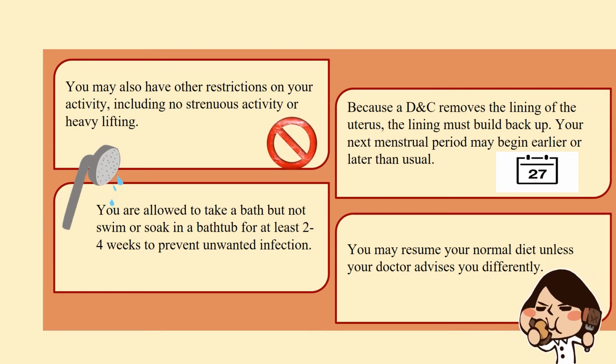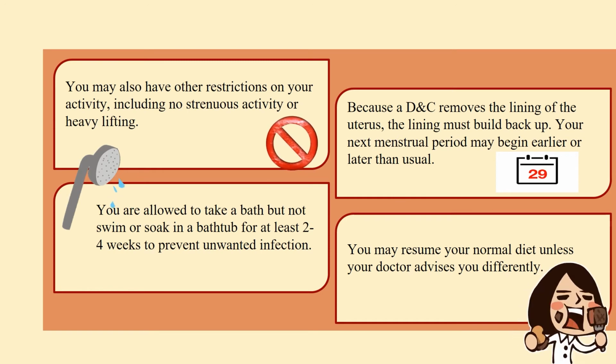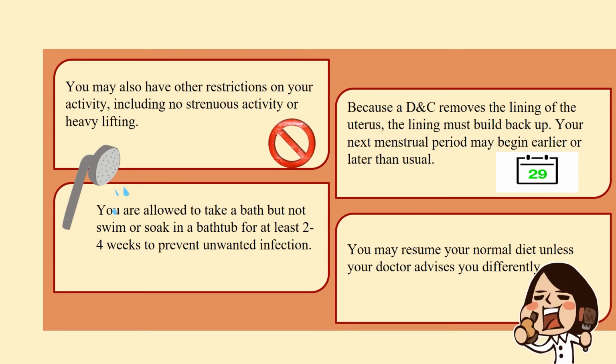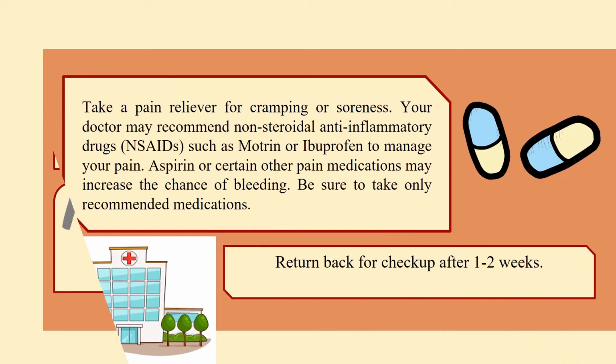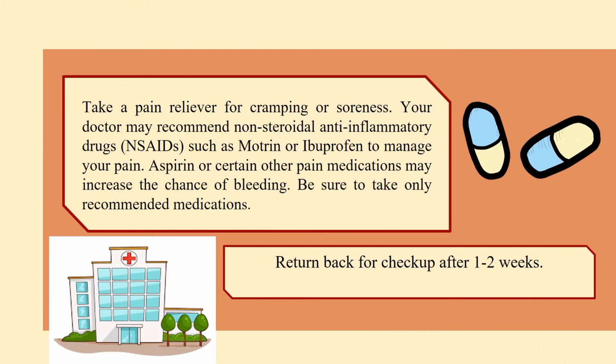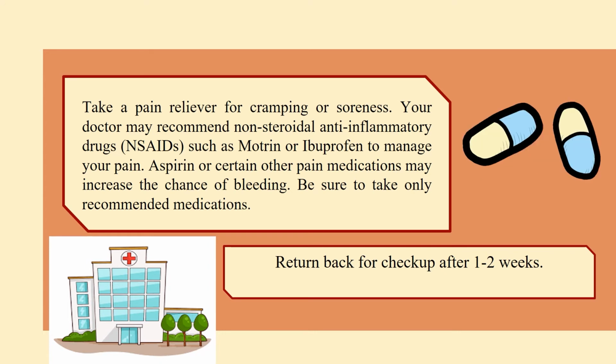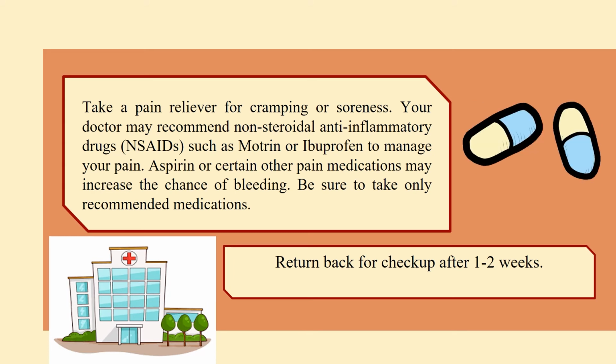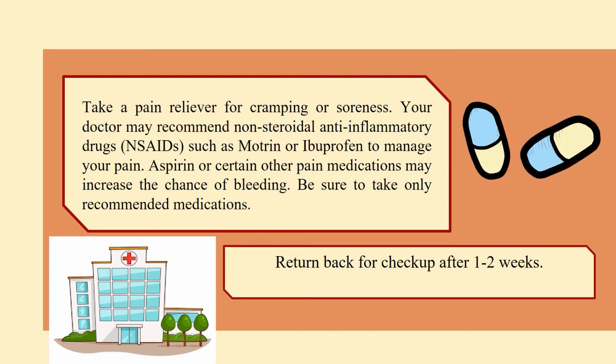You are allowed to take a bath but not swim or soak in a bathtub for at least 2 to 4 weeks to prevent unwanted infection. You may resume your normal diet unless your doctor advises you differently. Take a pain reliever for cramping or soreness. Your doctor may recommend non-steroidal anti-inflammatory drugs, NSAIDs, such as Motrin or ibuprofen to manage your pain. Aspirin or certain other pain medications may increase the chance of bleeding. Be sure to take only recommended medications. Return back for checkup after 1 to 2 weeks.